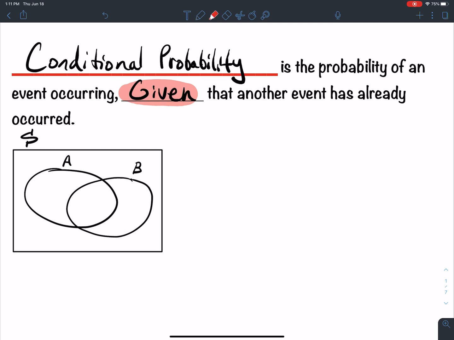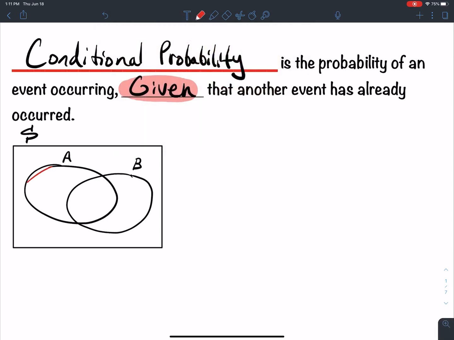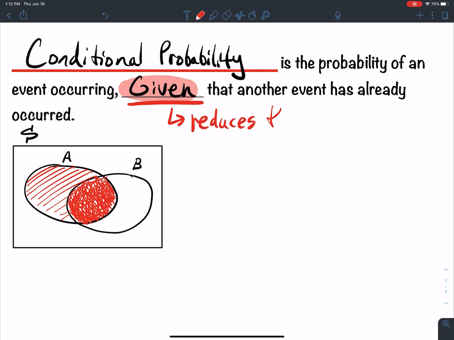Right? So event A is everything in red here, right? And event B, where it intersects with A, we're going to doubly highlight it in here. All right. So how this works, okay? The given reduces the sample size. We reduce the sample to what it's given, all right?